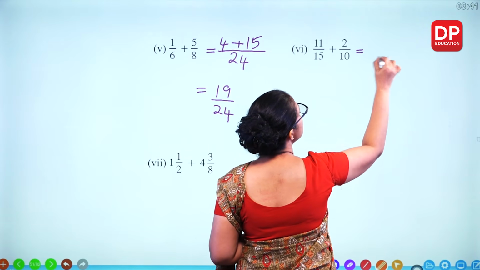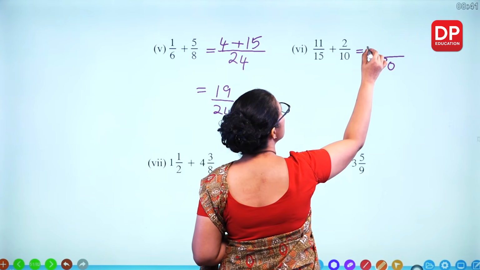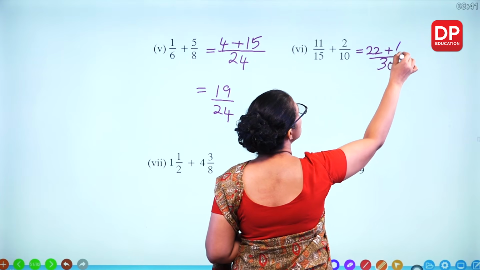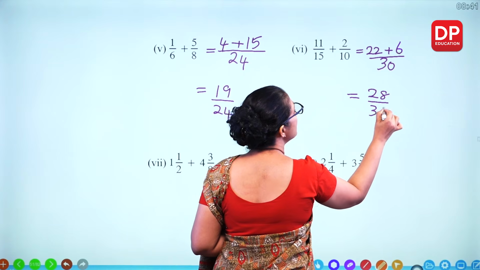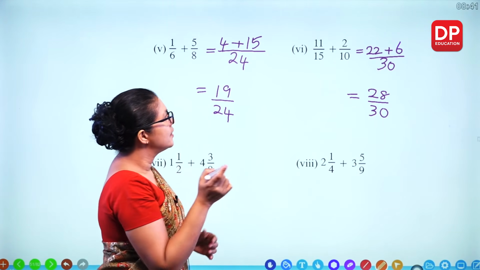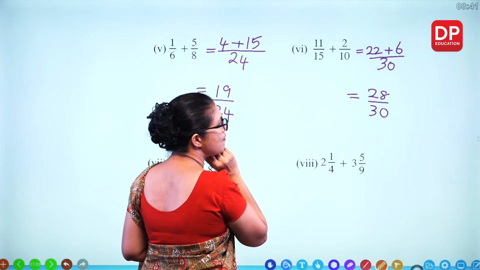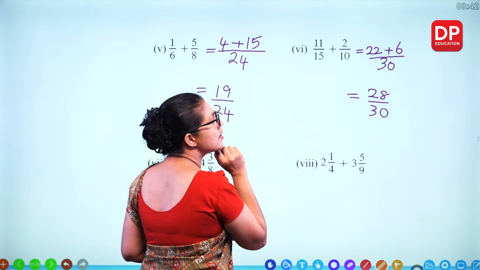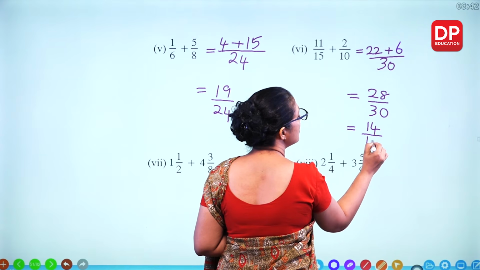15 and 10. Lowest common multiple is 30. Convert 2 times 15, 30. So 2 times 11, 22. 3 times 10, 30. 3 times 2, 6. You get 28 over 30. You can simplify further. So simplify now. You can divide by what? Divide by 2. 14 over 15.